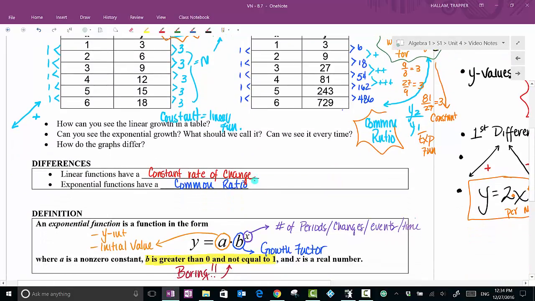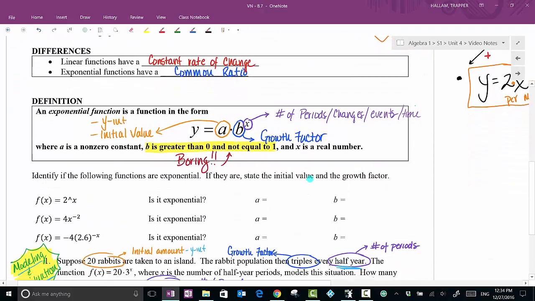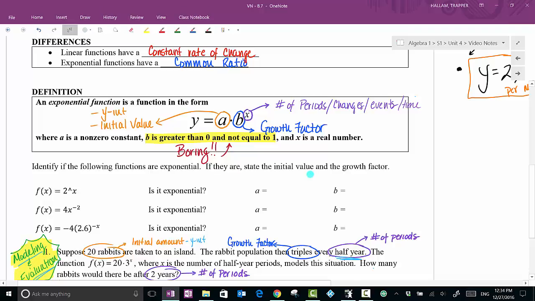So linear functions have a constant rate of change. Exponential functions have a common ratio, and we saw that on the side over there. Make sure that you write that down. So let's explore its base form. So what does an exponential look like in this base form? Well, we're comfortable with a linear one, right? y equals mx plus b, right?